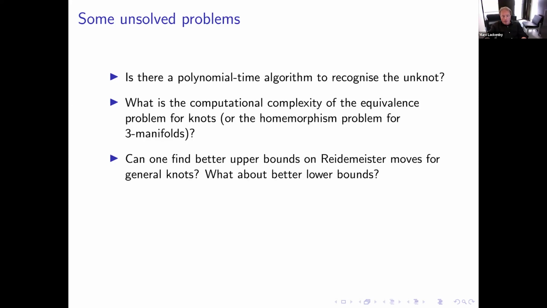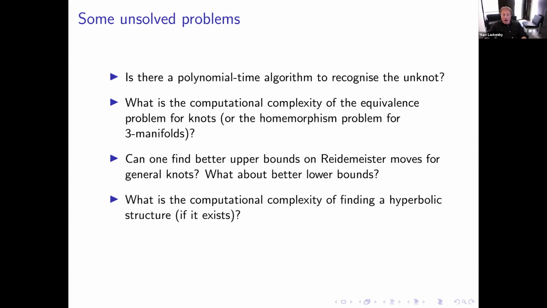Reidemeister moves. I spent a lot of time talking about that. We need to get better upper bounds on Reidemeister moves for general knots. Because if you fix your knot type, we have polynomial bounds. If you vary your knot type, one should be able to get much better answers than what we've got so far. And what about lower bounds? In general, we just have a quadratic lower bound on Reidemeister moves. Is that the truth? Or might one be able to get even bigger lower bounds?